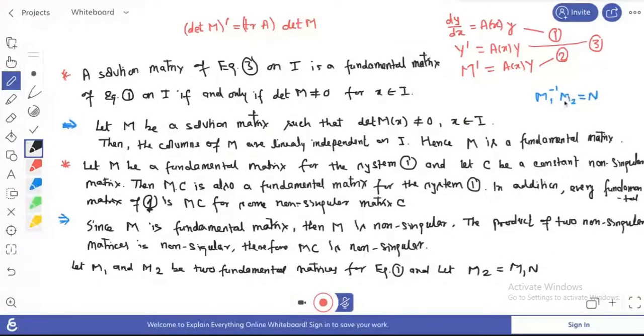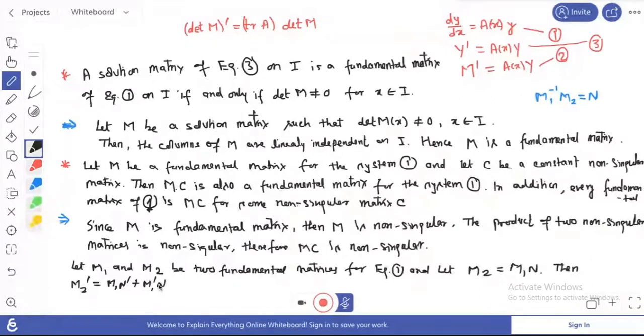Okay, so this M2 is M1. So if you multiply by M1 to both sides, this becomes M2 and here M1N. So if we assume that this M2 equals M1N, then M2 prime equals the first matrix differentiation of second plus differentiation of first then second.